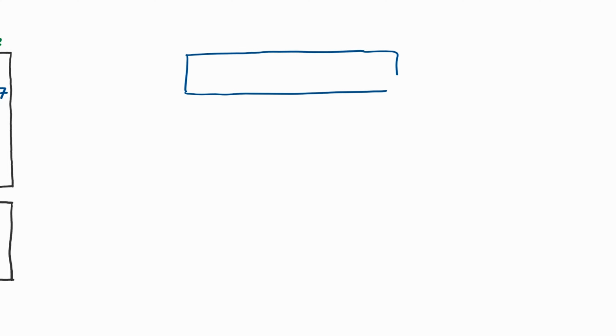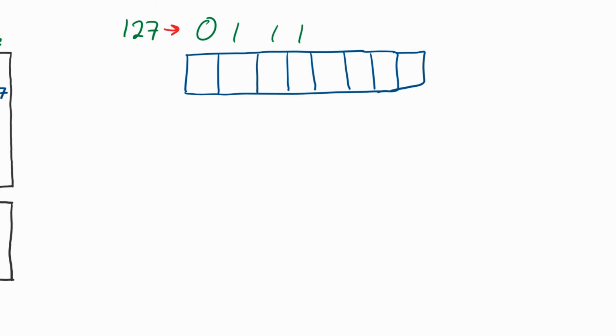I'm going to draw this little box. Think of this box with 8 compartments as a byte. This is where I store 1 byte. If I want to store the number 127, we said that 127 looks something like this: 0, 1, 1, 1, 1, 1, 1, 1. Then I can put each bit in its corresponding slot, and I am able to fit the number 127 into this byte.